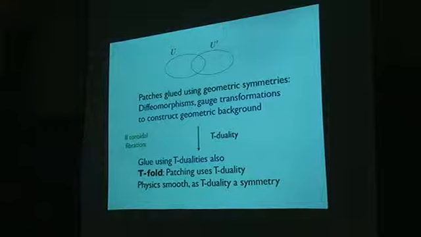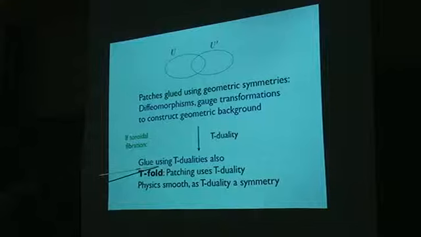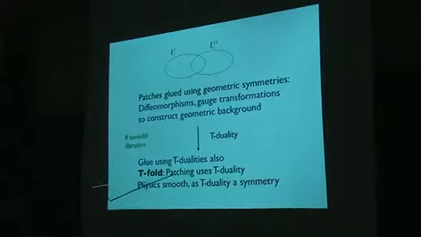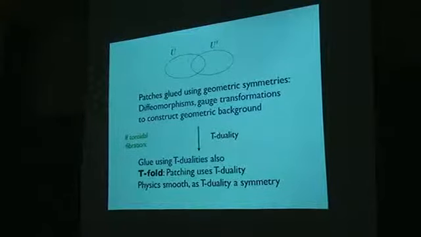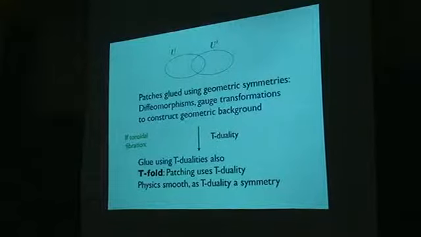And we'll see explicit examples of this. So this means that starting off with something like this, under a T-duality, we end up with something where we're forced to glue together using T-dualities also, to form what I refer to as a T-fold, where the patching uses T-duality, and the physics is smooth across the patching because the T-duality is a symmetry of the theory.